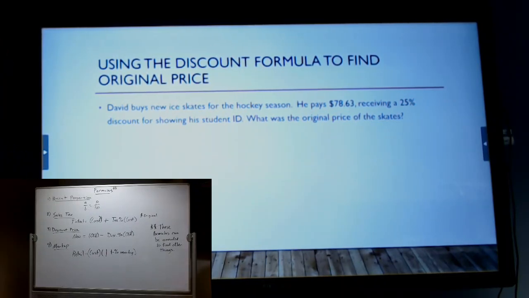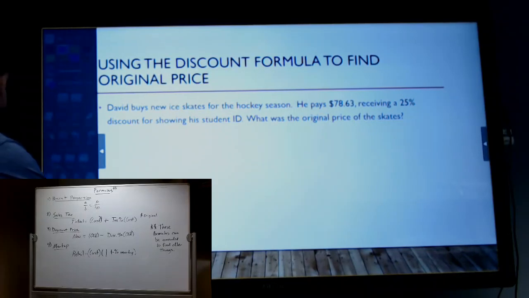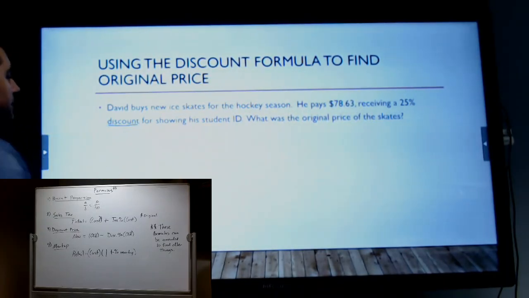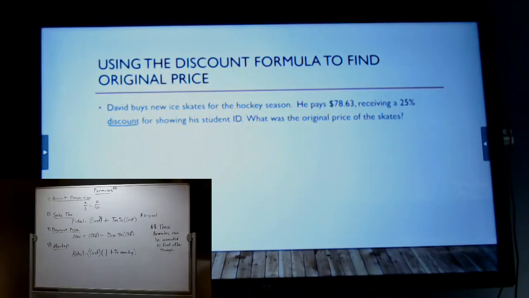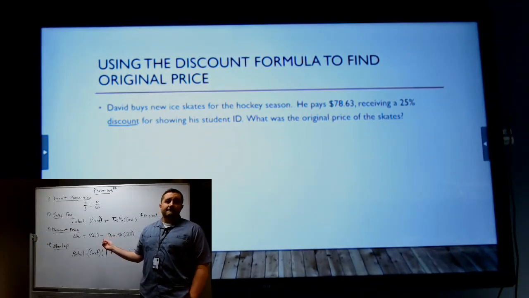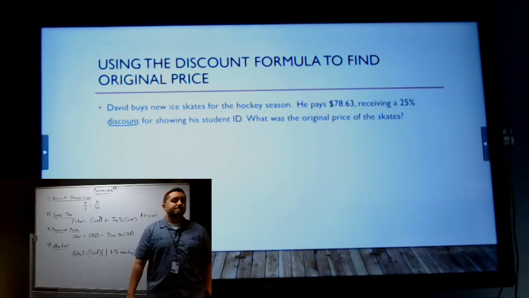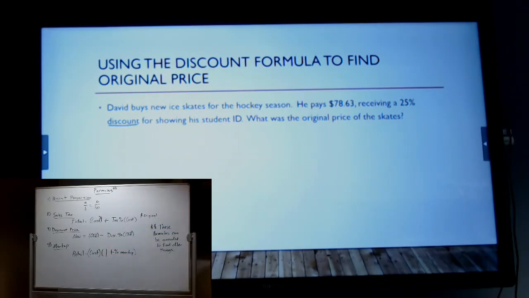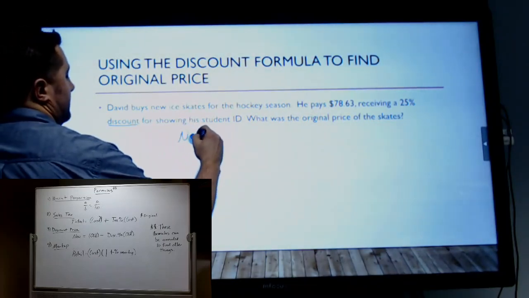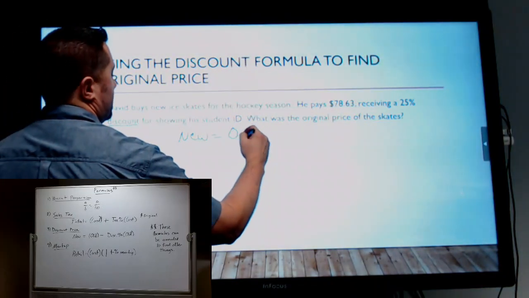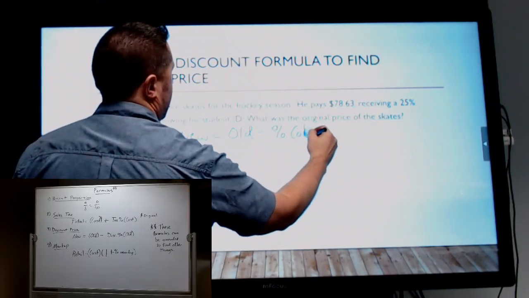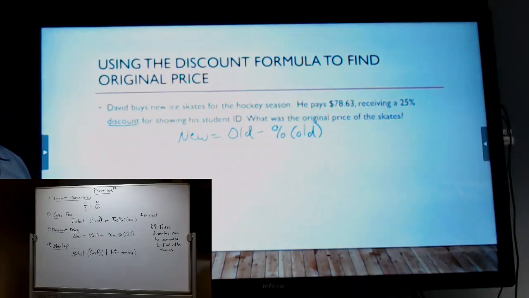So looking for keywords, which I know you heard that a lot in grade school, but it is important. So discount tells us that we're looking for the discount price formula, right? Okay. So copy the formula down. And I'm just going to shorthand it. New is equal to old minus a percent of the old price. All right?